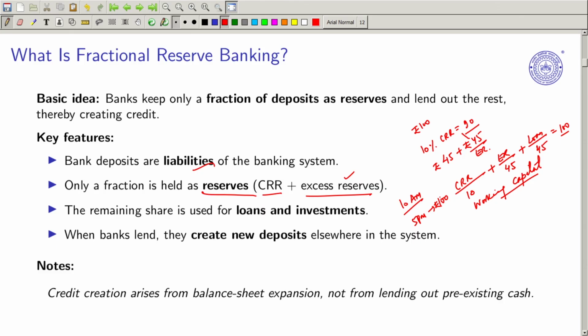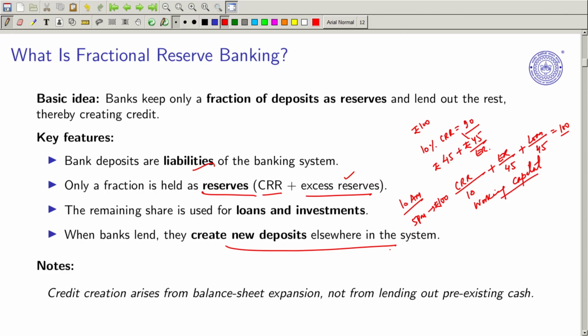Because you cannot deny the depositor, since it is demand deposits, right? It can be asked on demand. So this is what we get. And the remaining is for loans and investment, which is broadly related with credit. And when banks lend, they create new deposits elsewhere in the system, right? So I borrowed from here and kept it somewhere, so for that bank it is a new credit, right? So this is what we get.